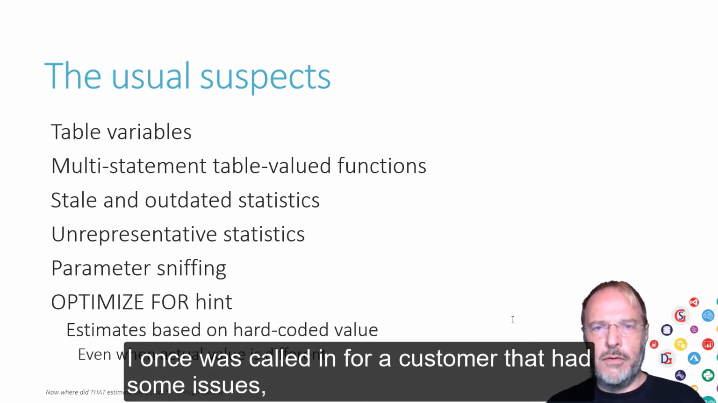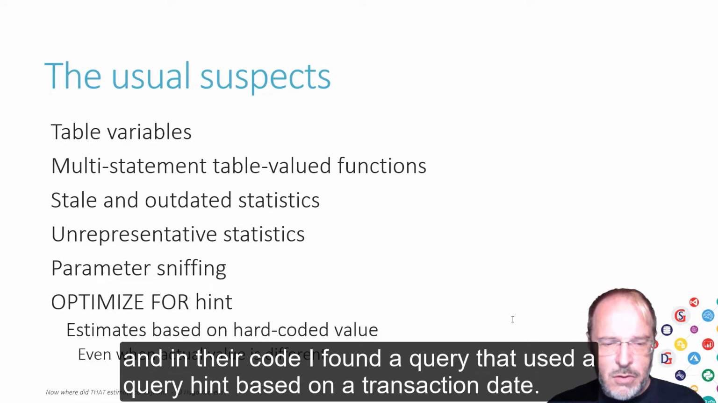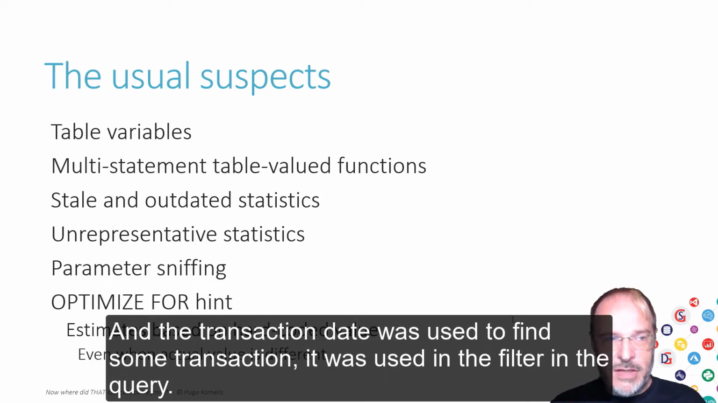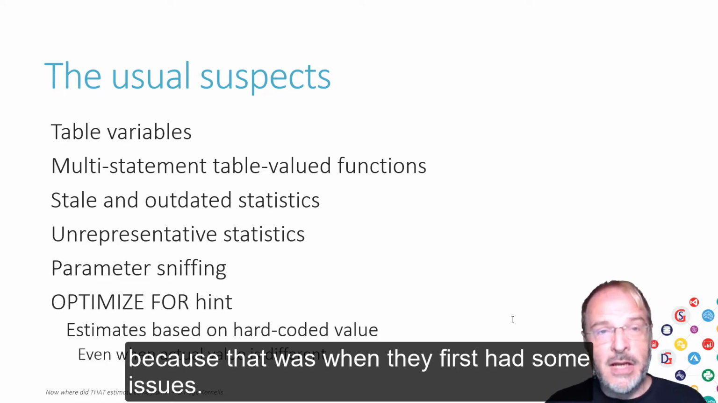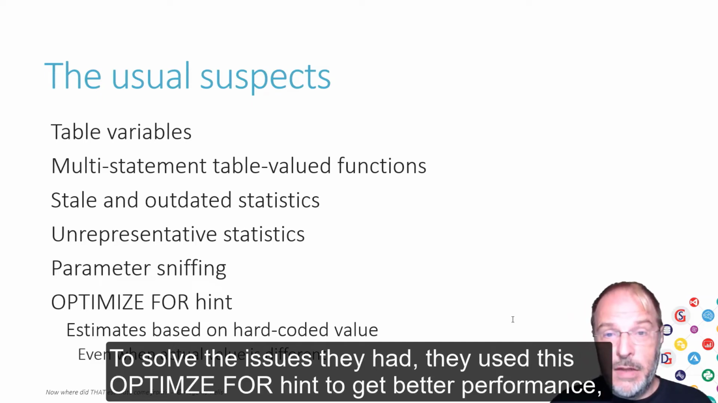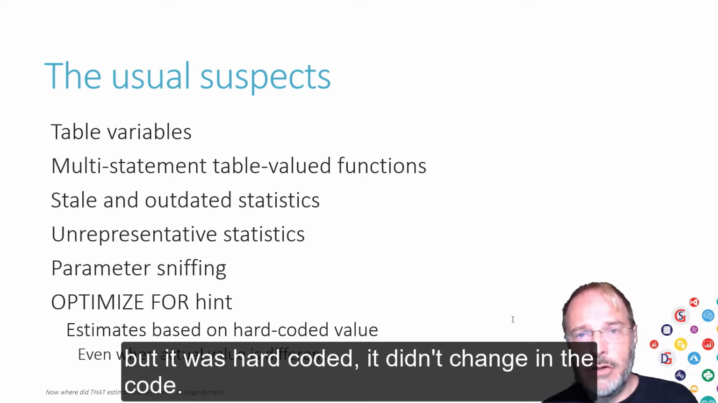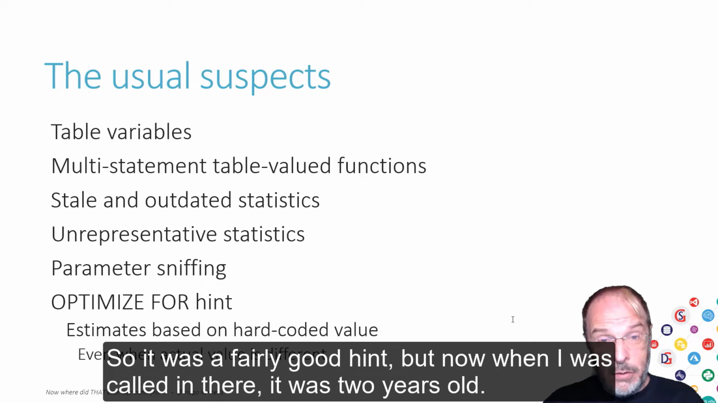I once was called in for a customer that had some issues, and in their code I found a query that used a query hint based on a transaction date. The transaction date was used in a filter in the query. And there was an optimize for transaction date equals, and then there was a date there that was 2 years old, because that was when they first had some issues. To solve the issues they had, they used this optimize for hint to get better performance. But it was hard-coded. It didn't change in the code. So it was a fairly good hint, but now when I was called in, it was 2 years old.